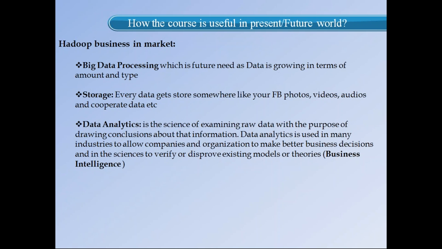Big data processing, which is a future need as data is growing in amount and type, which I already mentioned in big data. The big data V's like volume and variety: data is continuously increasing in volume and in multiple varieties. So big data processing is one of the businesses in the market. The second one is storage. Every data gets stored somewhere, like your FB photos, videos, audio, corporate data, government data, everything needs to be stored somewhere. If we are storing something, then we need that data in future to analyze it.